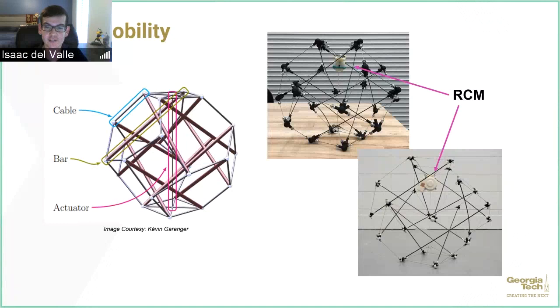So if you look at the geometry of a single tensegrity unit, you can see that there are three pairs of parallel faces. We can exploit this part of the geometry and add an actuating cable between each of the parallel faces, shown in the image to the left. Then by controlling the length of this actuating cable, you can control how much each unit is compressed.